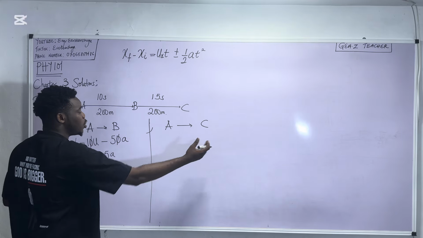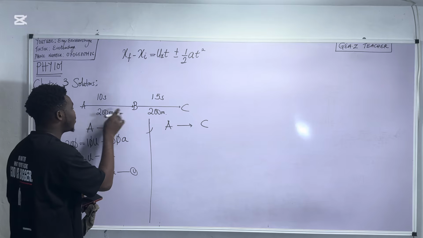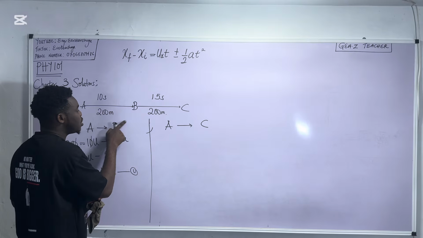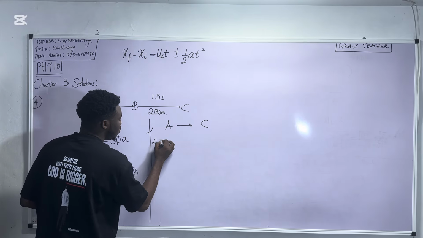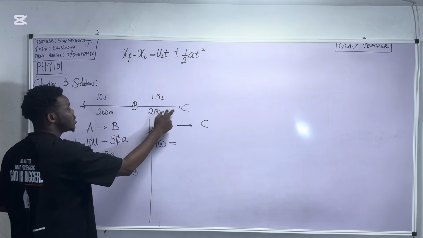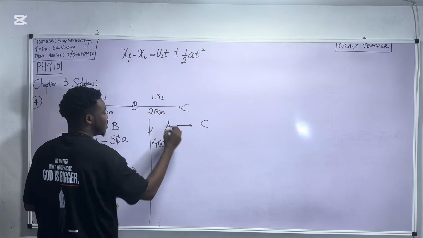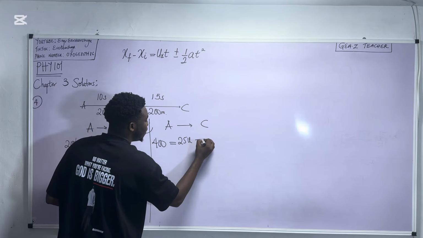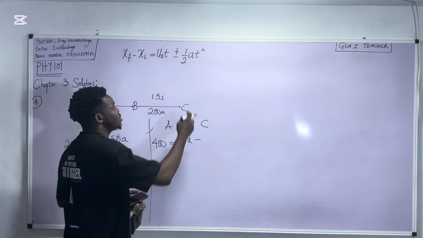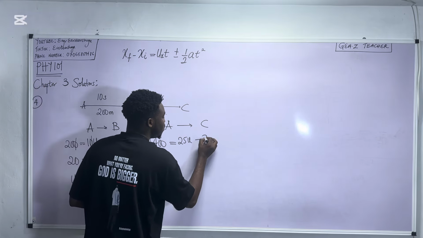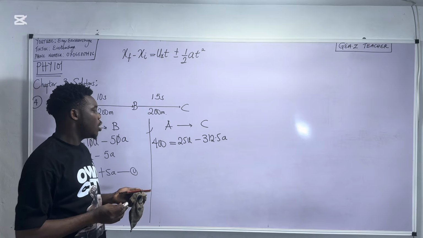Now moving on to equation 2, A to C. Remember, on the diagram, A to C is 200 plus what? 200, and that's 400. So we have 400 equals, now the time for A to C becomes 10 plus 15, and that's 25. We say ut, that is 25u, minus, what is 25 squared? 625. What is half of 625? 312.5a.